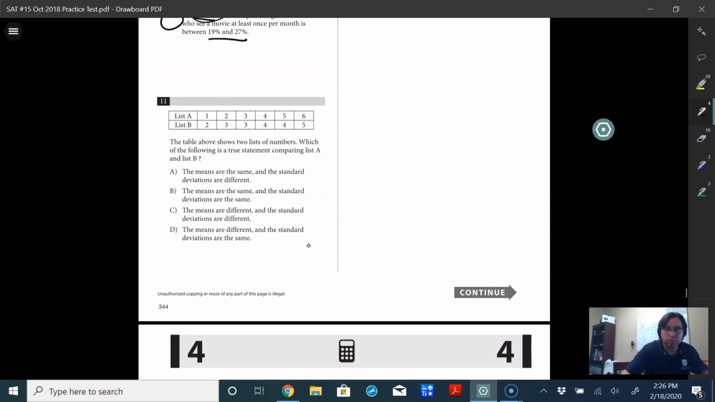Okay, number 11 here. We're talking about mean and standard deviation. First we want to figure out what the mean is, because it says the table above shows two lists of numbers. Which of the following is a true statement? So we're looking for a true statement about these. Well, one, we see this is 1, 2, 3, 4, 5, 6.